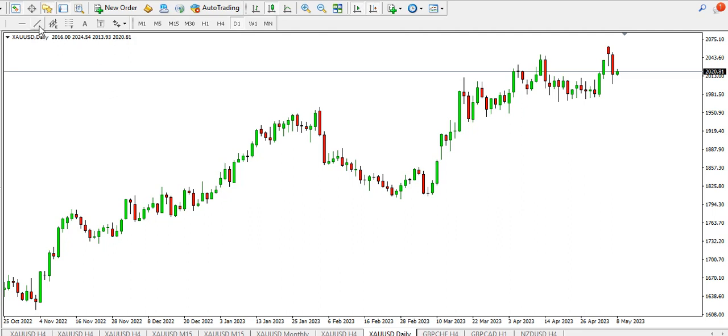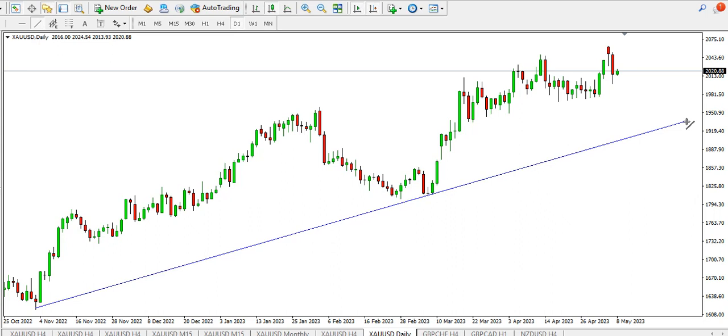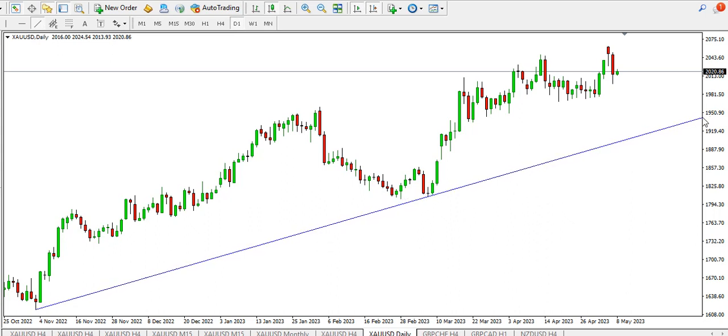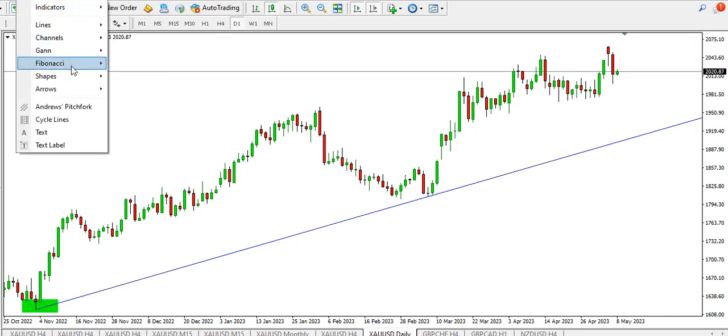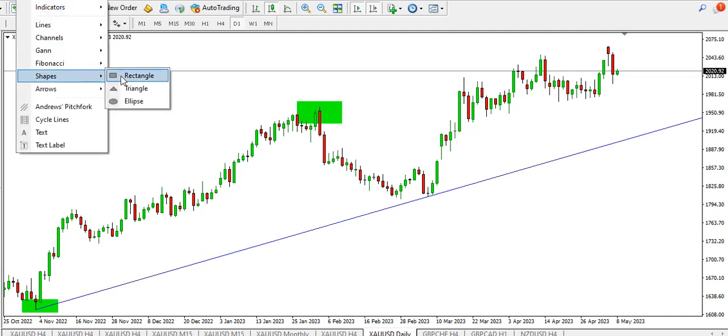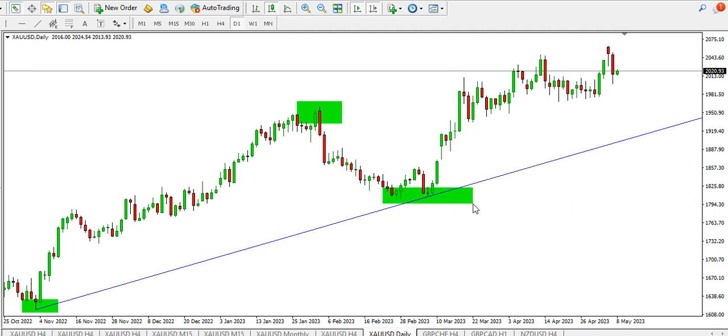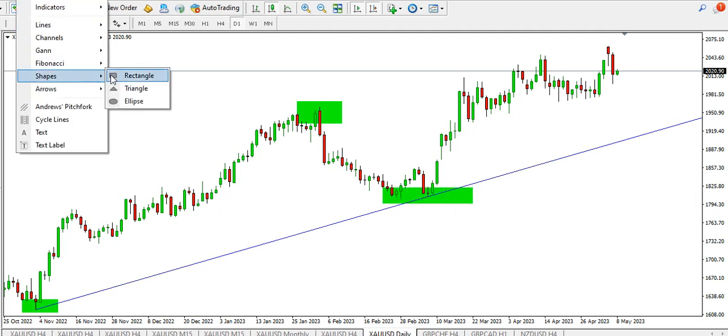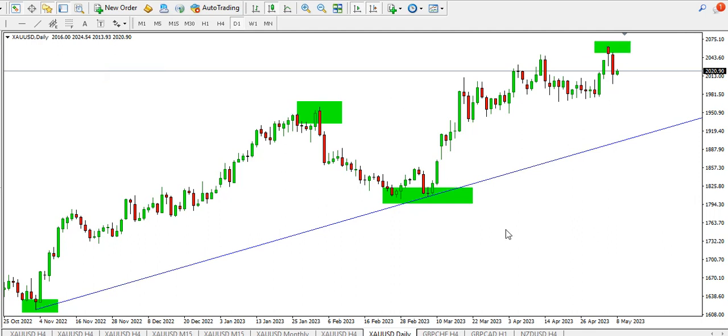We have gold on the daily time frame on the screen, and if you look at what has happened on the daily time frame, you can see that the price of gold is still bullish. We have a low around here, we have a high, and we have a higher low. Then we have a higher high. All right, so it's still bullish.